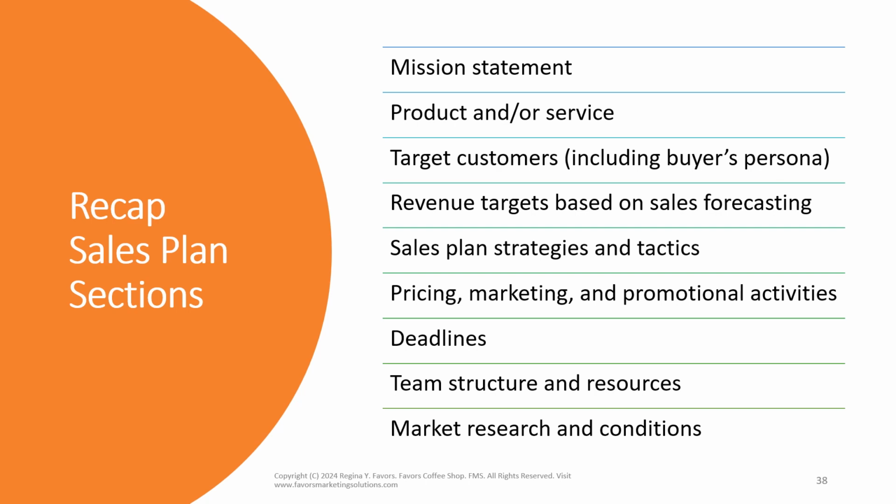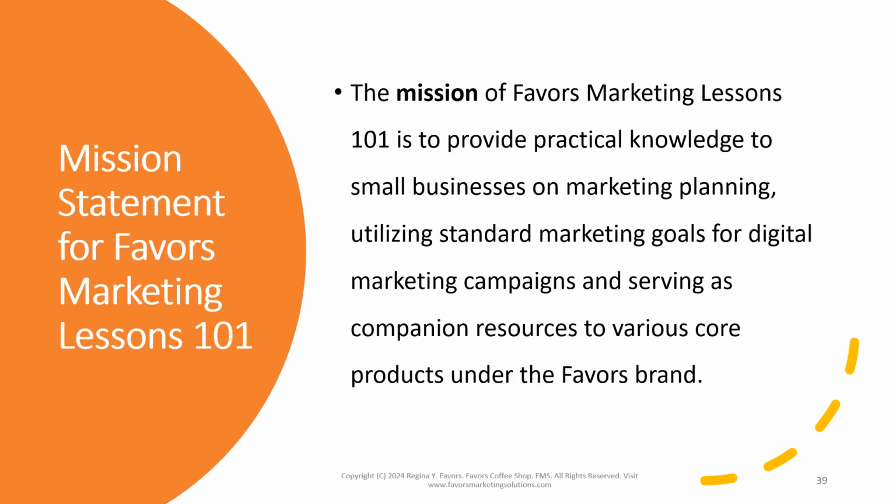So then, sales plan sections: mission statement, product, service, customer, target customers, revenue targets, sales plan strategies, pricing, marketing, promotional activities, deadlines, team structure, resources, market research, and conditions. So now let's look at those particular items and explore them. The mission of Favors Marketing Lessons 101 is to provide practical knowledge to small businesses on marketing planning, utilizing standard marketing goals for digital marketing campaigns, and serving as companion resources to various core products under the Favors brand. So that's the mission.